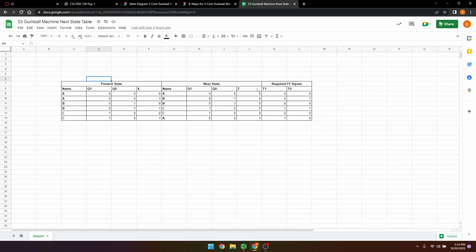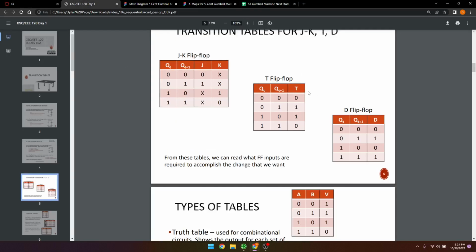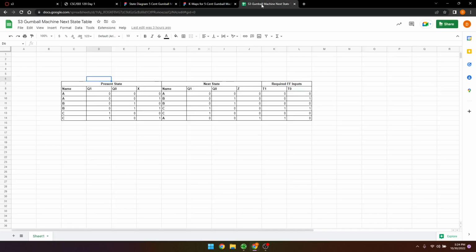different T values, because in a T transition table there's only 1 variable, so it's either 0 or 1, and so it makes it very simple. We have a T1 and a T0 because our states are represented by 2 bits, and so we need to be able to manipulate both of those bits. And so we have T1 and T0, and then T1 and T0 obviously only have 2 possible values, either 0 or 1.